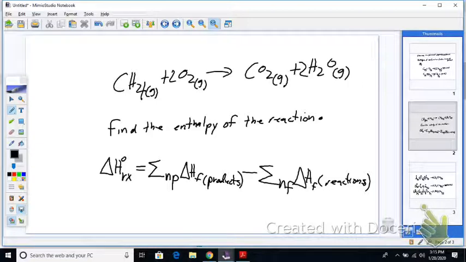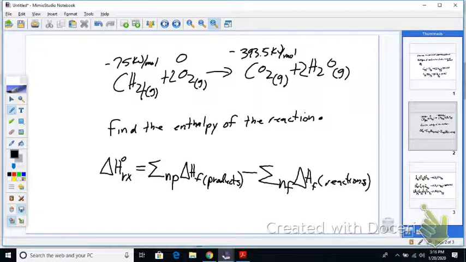Then we look up all the enthalpies of formation. I think we already looked up CH4, but what is CH4's formation for 1 mole? 75 kilojoules per mole. What's O2? That's 0, right? By itself, natural form, it's 0 kilojoules. So what's CO2? I think we looked that one up too. It's negative 393.5 kilojoules. And what's 1 H2O? I'm just giving you what it is per mole.